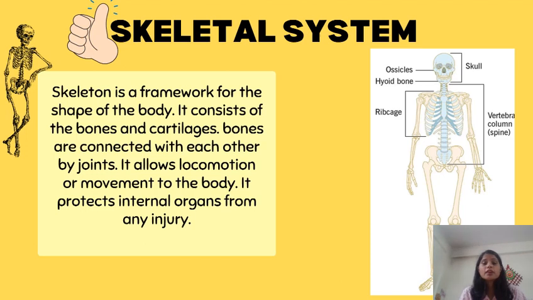Skeleton is a framework for the shape of the body. It consists of bones and cartilages. Bones are connected with each other by joints. It allows locomotion or movement to the body. It protects the internal organs from injury. Now come to the next slide.